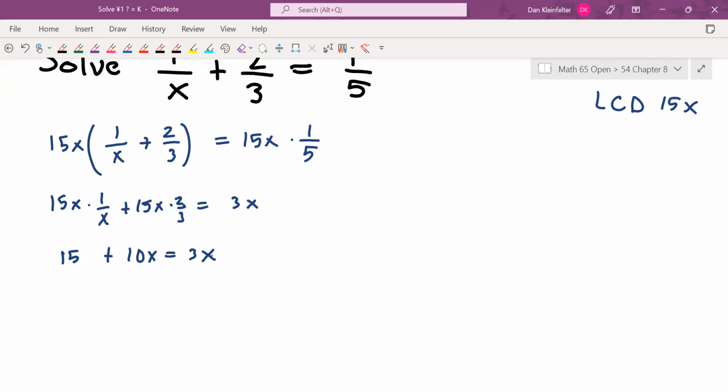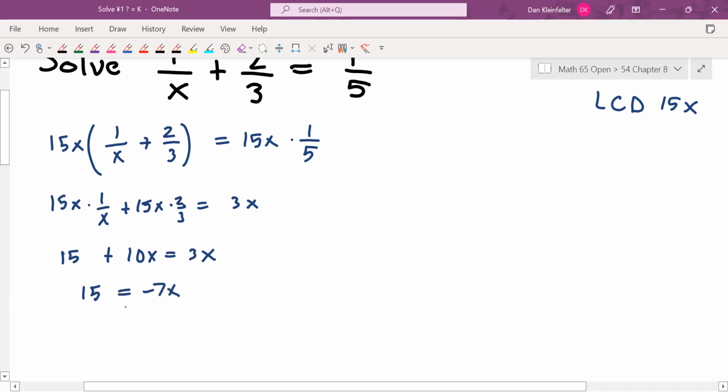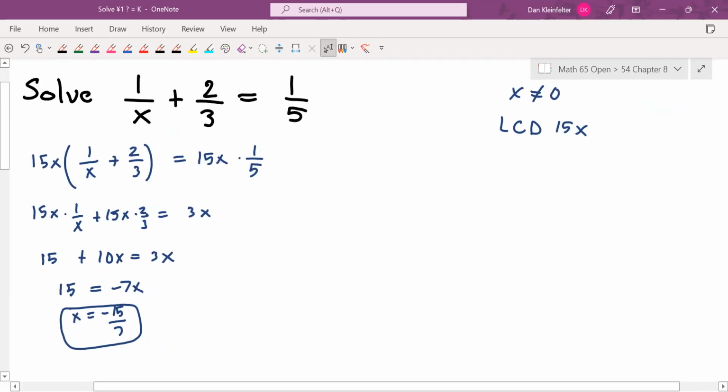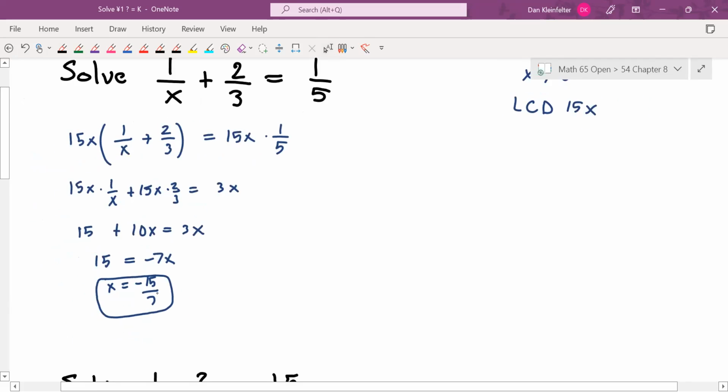And so we're going to solve this equation as we would have earlier. So let me subtract 10x from both sides, putting in x's. Okay, it looks like x is negative 15 over 7. So that's our solution. It didn't end up turning out to be anything like the 0 that I told you it couldn't be. So that's fine. It looks like negative 15/7.